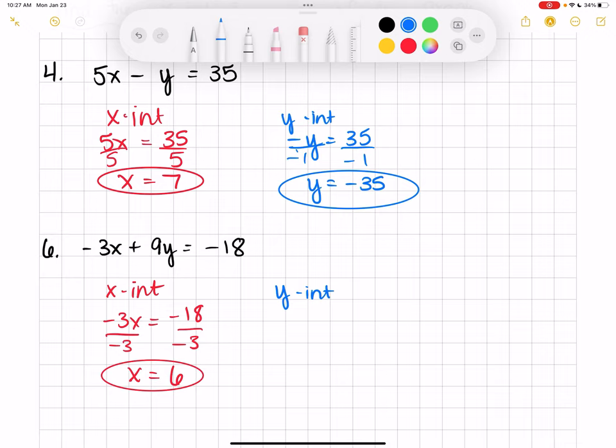Then for the y-intercept, I'm now covering up x. So I'm left with 9y is equal to negative 18. And how do I solve for y? Divide by 9. So y is equal to negative 2, and that would be my y-intercept. So that one wouldn't be bad to graph. That one's not obnoxiously large.